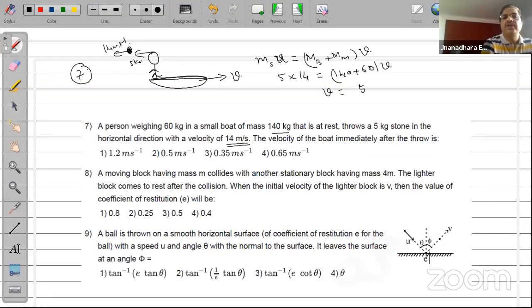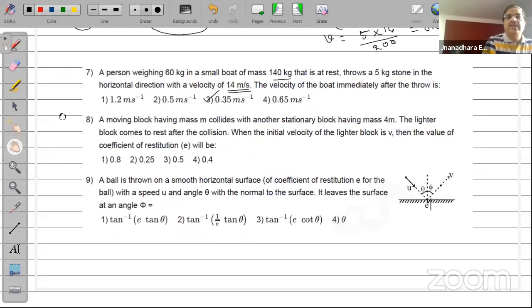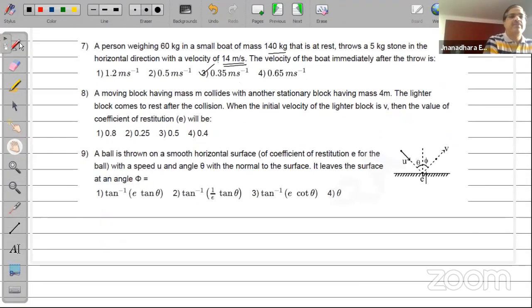So 5 into 14 divided by 200. So this will turn out to be 0.07 into 5, so 0.35 meter per second. So the answer to this should be the third one. Quite easily done. No issue at all. It's just the conservation of momentum that has to be done.